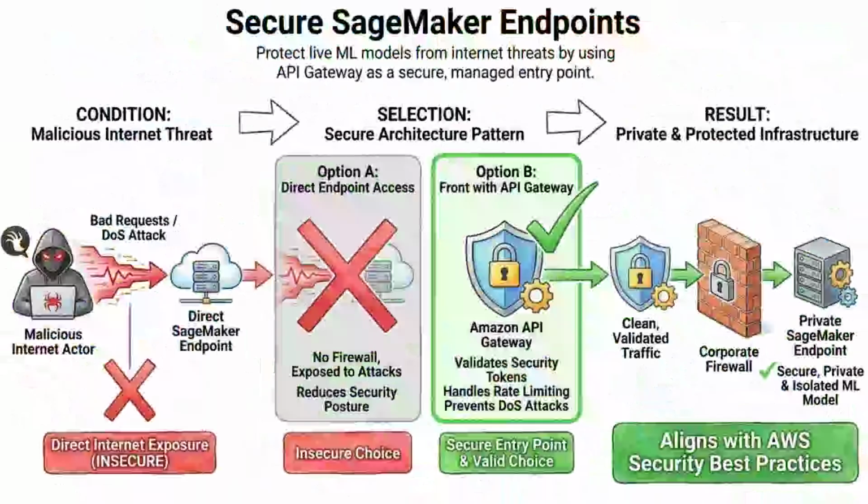To secure your live endpoints from malicious internet actors and properly manage user access, you should always front your SageMaker deployments with Amazon API Gateway. API Gateway acts as a highly secure, public-facing entry point that intercepts user requests, validates security tokens, handles rate limiting to prevent denial of service attacks, and securely routes the clean traffic to your internal SageMaker endpoint. This decoupling architecture ensures that your actual machine learning infrastructure remains completely private and safely tucked away behind a robust corporate firewall. The exam loves this pattern because it perfectly aligns with AWS security best practices for enterprise application design.